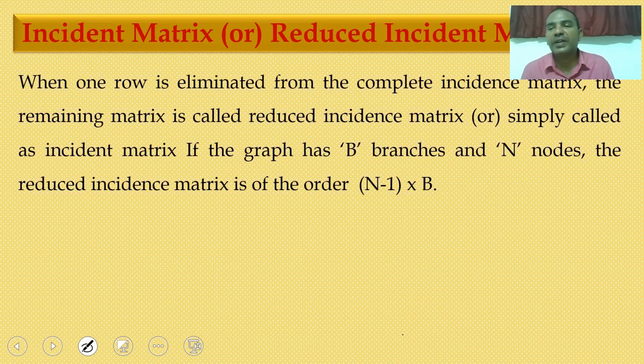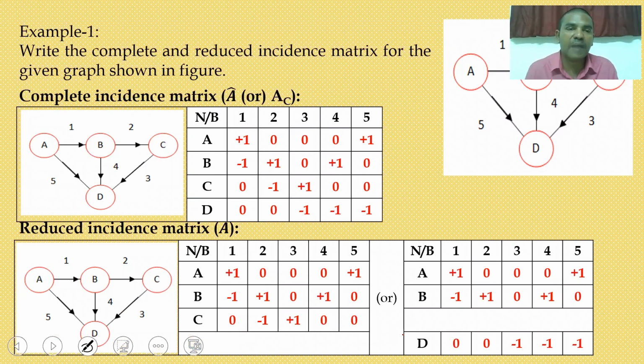So what is a reduced incident matrix, or simply an incident matrix? A reduced incident matrix is one in which one of the rows of your complete incident matrix is eliminated. Then you can say that it is a reduced incident matrix. The complete incident matrix is number of nodes versus branches. The reduced incident matrix is n-1 versus branches.